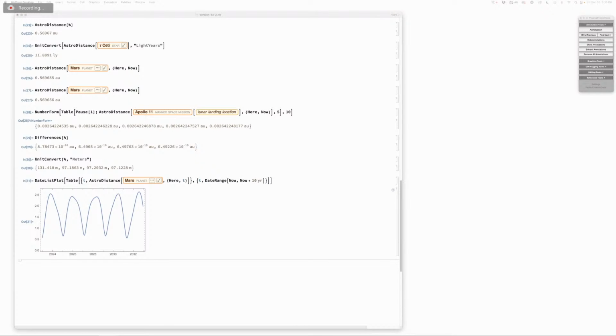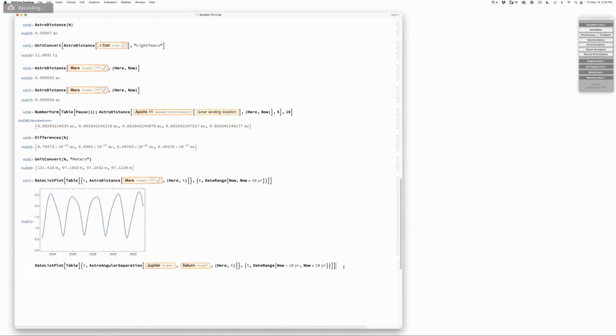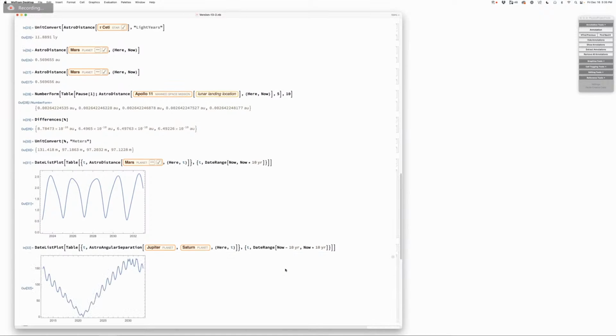Now, we can also compute things like the angular separation from the Earth of different objects in the sky. And again, this is angular separation from here at time t between Jupiter and Saturn in the sky from 10 years ago to 10 years in the future. And there we see the result.